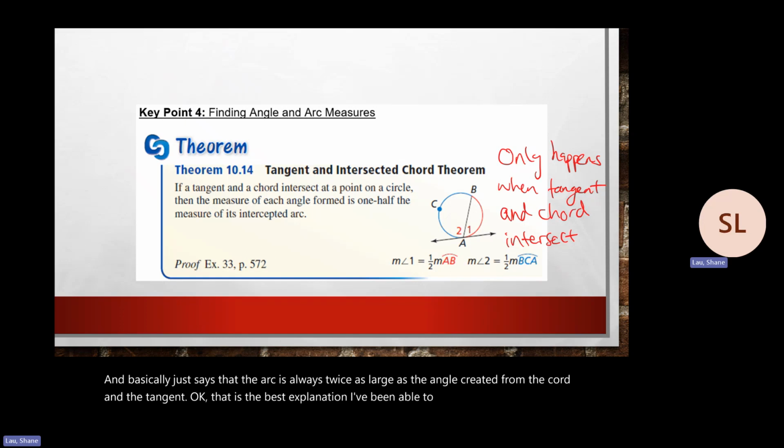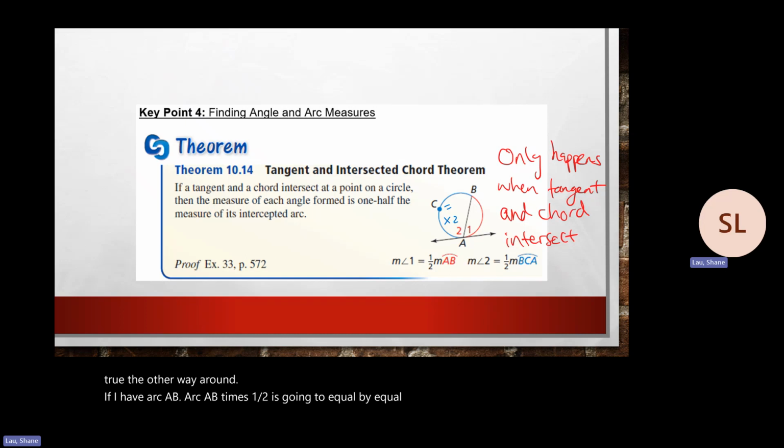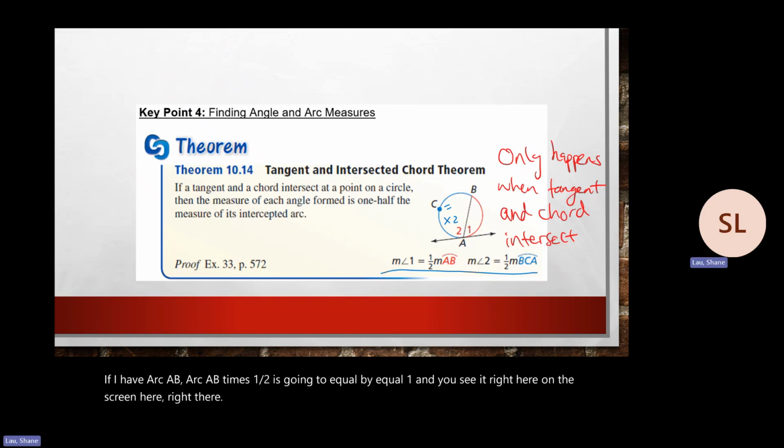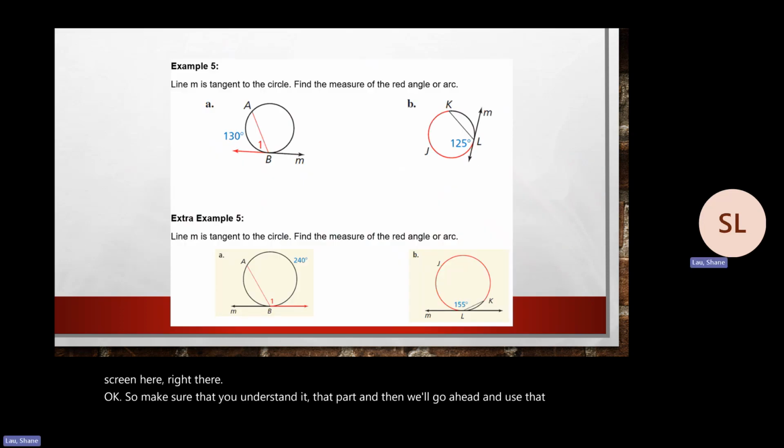So in this case, if we're looking at this angle 2, well, times 2 is equal to the arc. The same thing is true the other way around. If I have arc AB times 1/2, that is going to equal my angle 1. And you see it right here on the screen. Make sure that you understand that part. And then we'll go ahead and use that here.